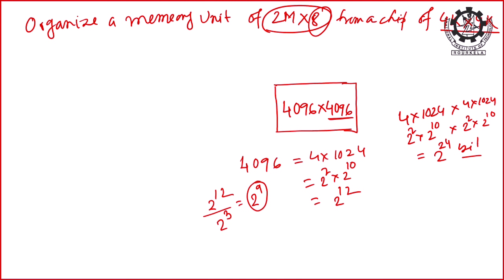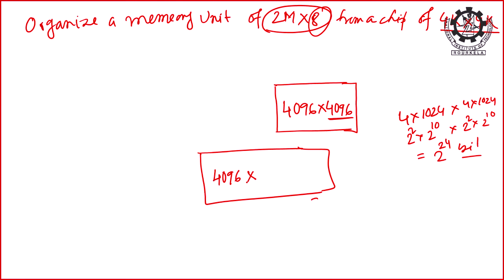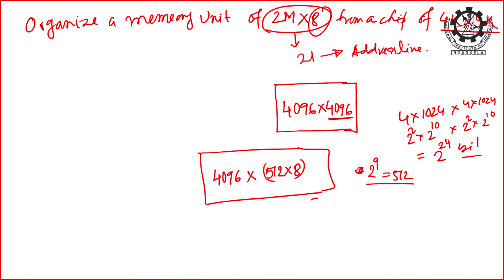So we can group each row, each group consists of 8 flip-flops. Therefore, we can write here that we have a memory module of 4096 into 512 into 8, 2 to the power 9 equal to 512. And for this memory unit, how many address lines must it have? It must have 21 address lines. So we have a memory module of 4096 into 512 into 8.